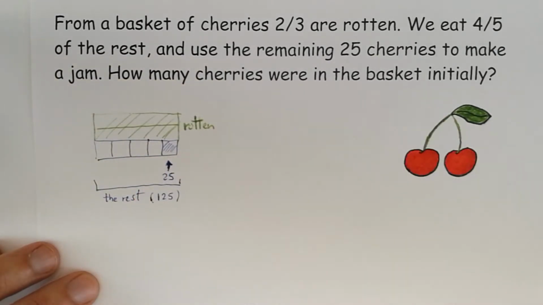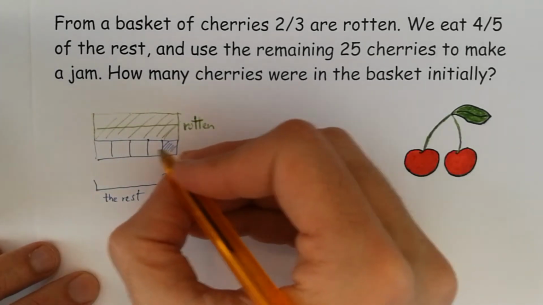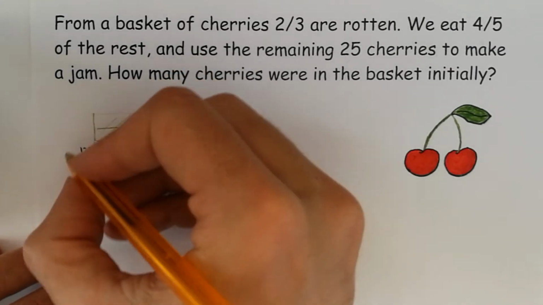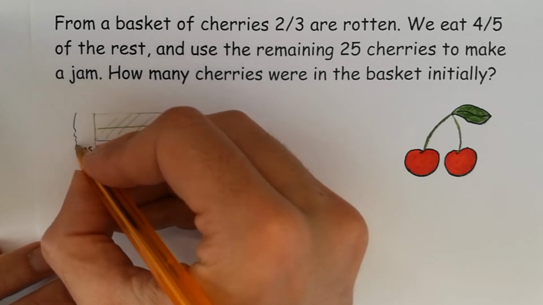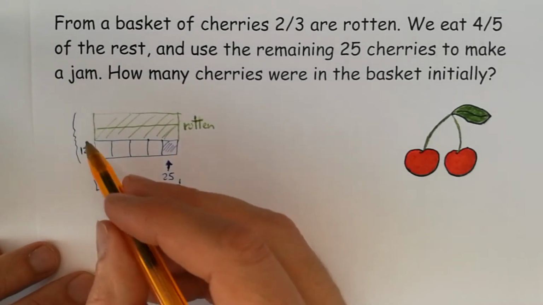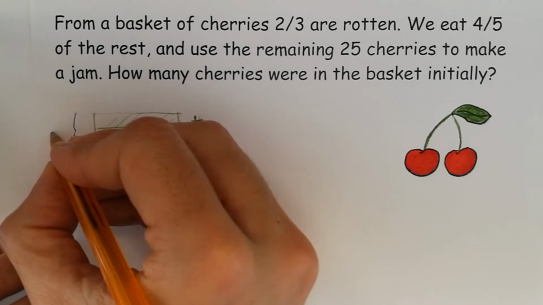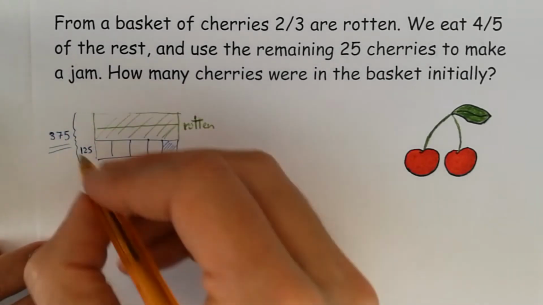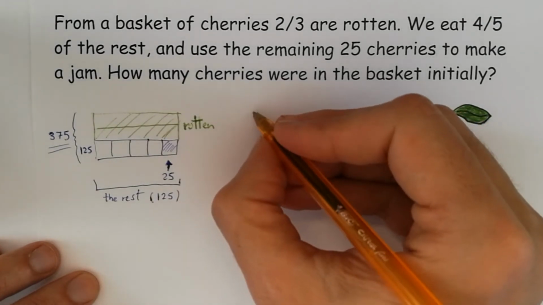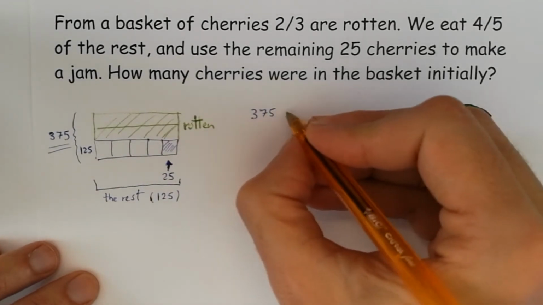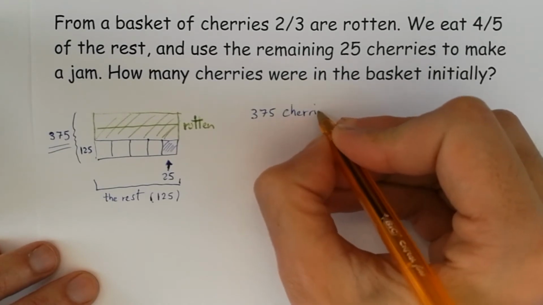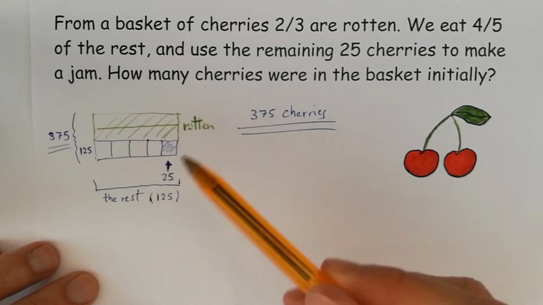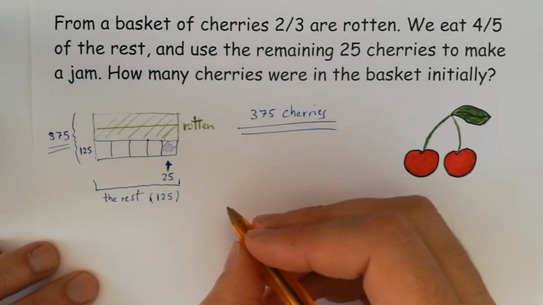As 2/3 were rotten, we may say that this amount, 125, we can multiply or add 3 times, and we get that 375 were the initial amount. So the answer would be 375 cherries. There are other methods without the use of algebra. Now let's practice with equations.